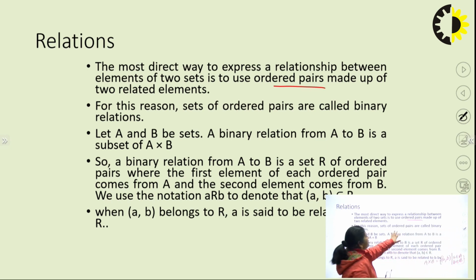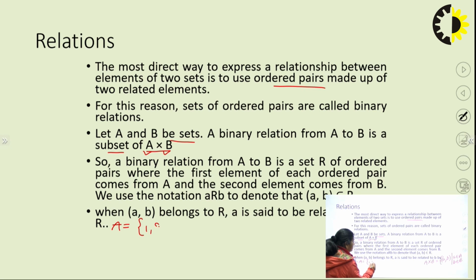When we use sets of ordered pairs, these are called binary relations. Let A and B be two sets. A binary relation from A to B is a subset of A cross B. A cross B is our Cartesian product. It will contain all the ordered pairs such that the first element is from the first set and the second element is from the second set. So let me take an example. If my set A contains two elements, 1 and 2, and my set B contains two elements, 3 and 4, what will A cross B contain?